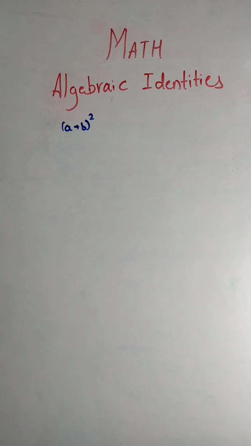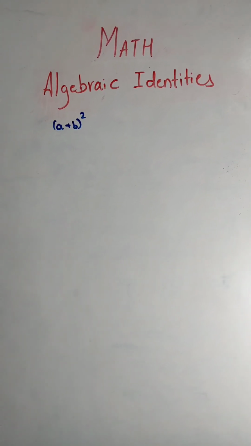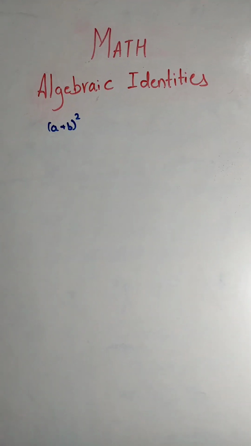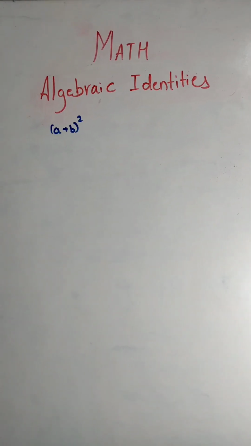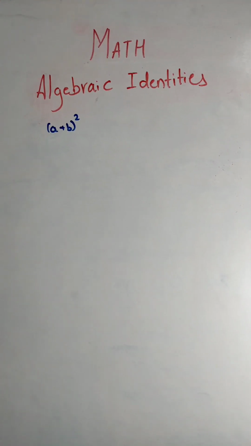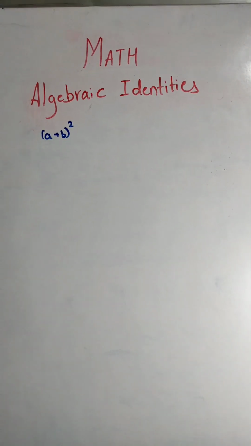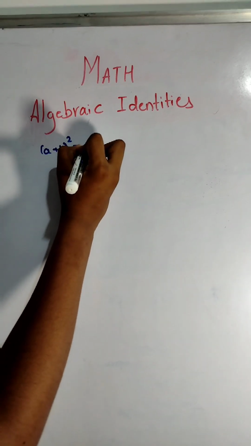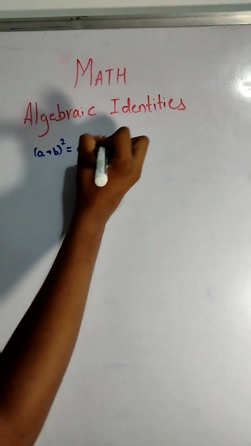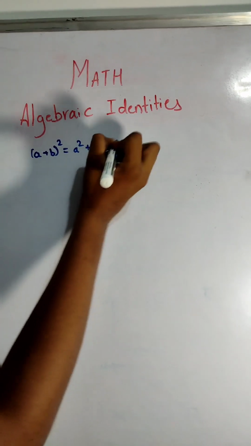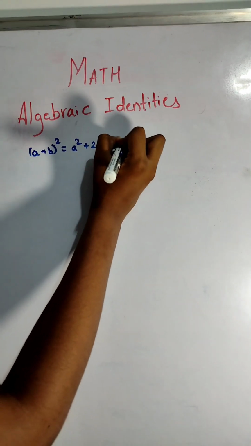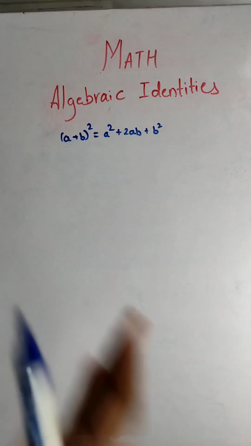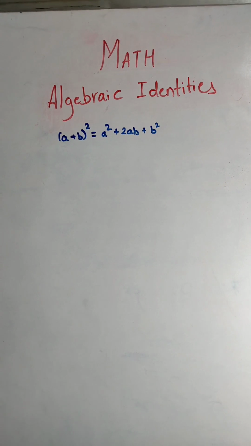Okay, so let's take the identity (A plus B) whole square. Usually identities are not expressions but are instead equations. So the actual equation for this identity is A square plus 2AB plus B square. This is the identity, which is nothing but an equation that symbolizes the total identity.